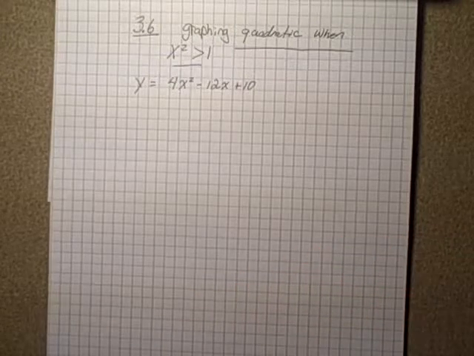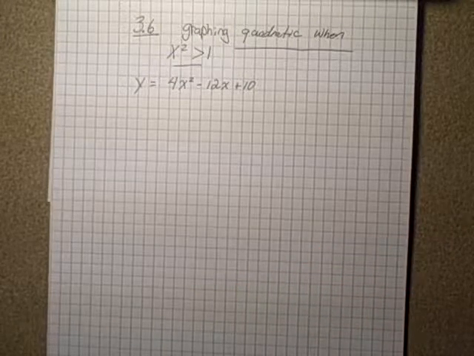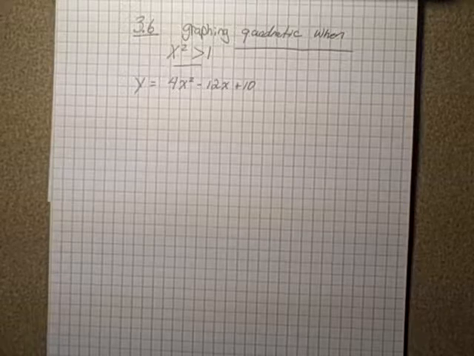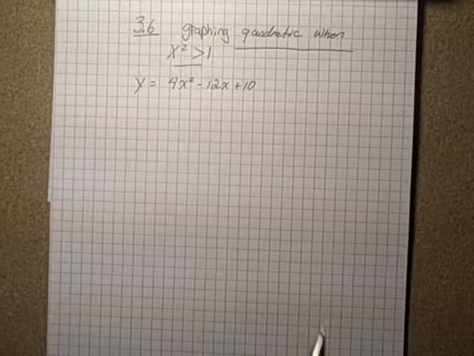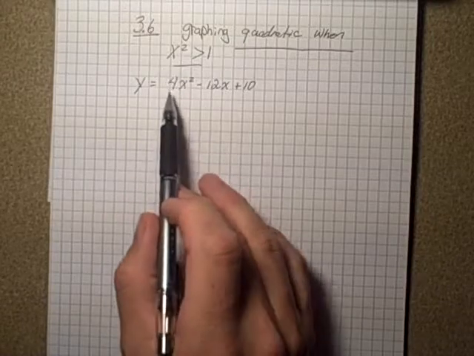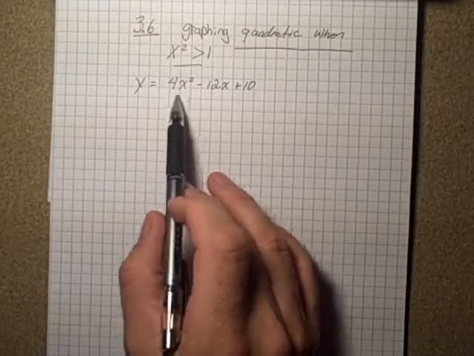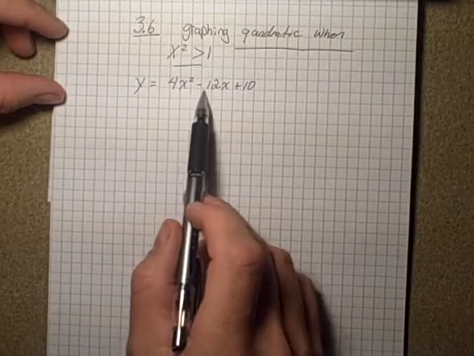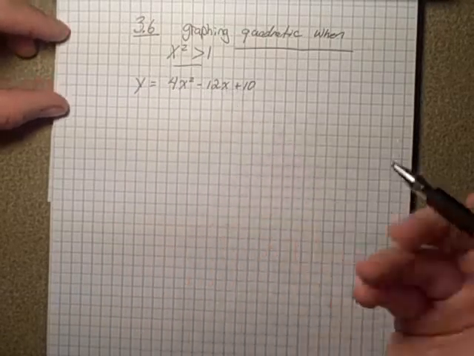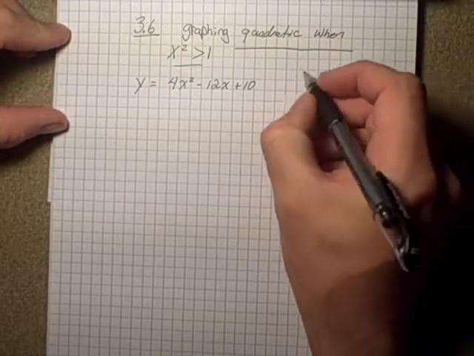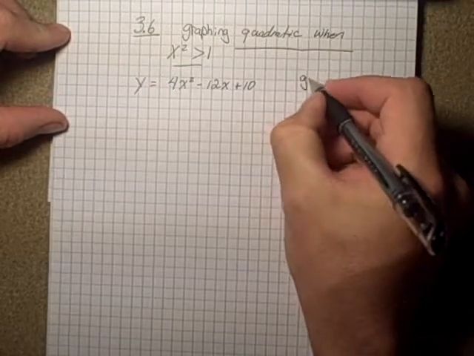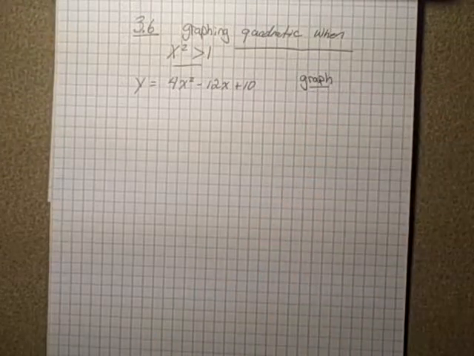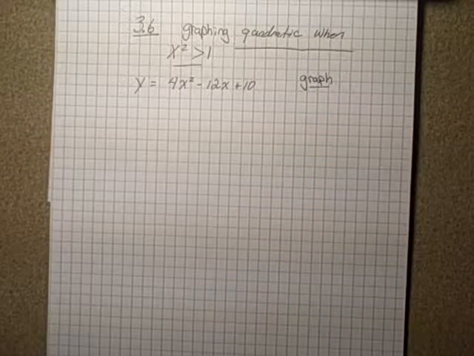Okay, this video is going to be for section 3.6 in Math 830, graphing quadratic equations from standard form when we have an x squared coefficient that is greater than 1. So we have 4 here. My example is y is equal to 4x squared minus 12x plus 10. And I want to graph this and get all the important parts of the graph indicated, like the vertex point and axis of symmetry and so forth.